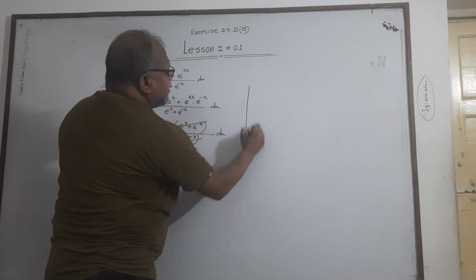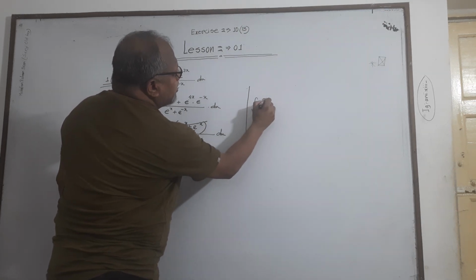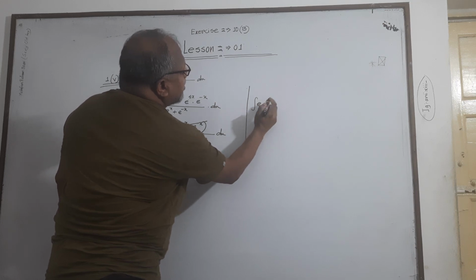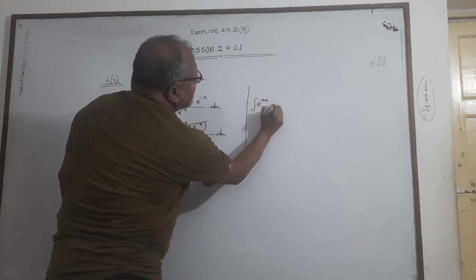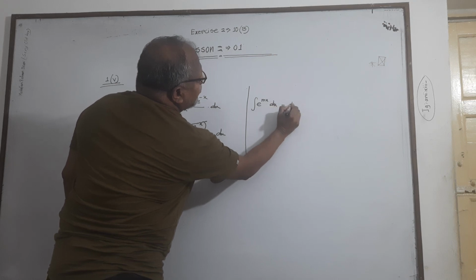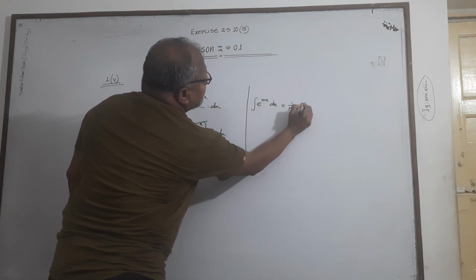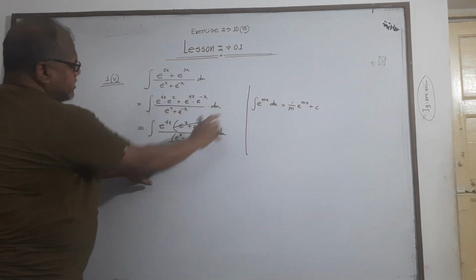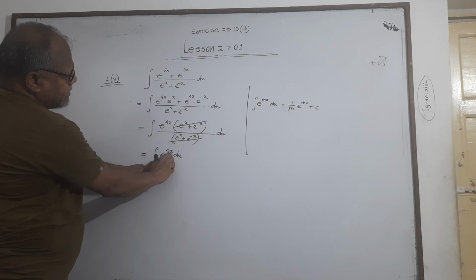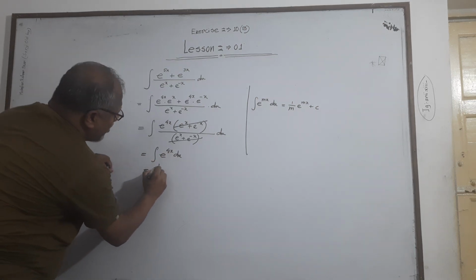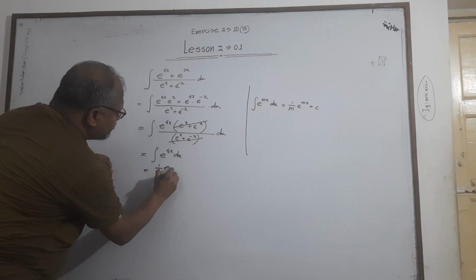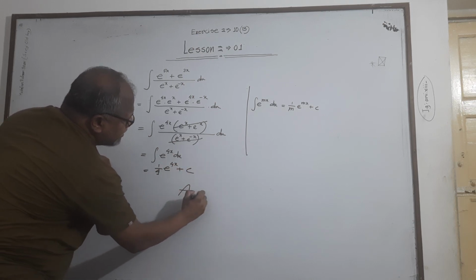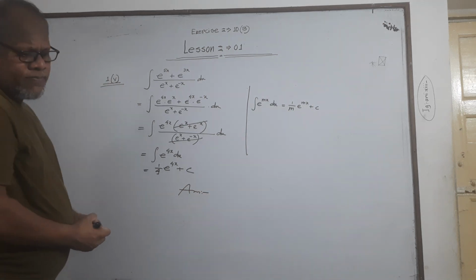I mentioned before, the integration of e to the power mx dx is equal to 1 by m e to the power mx plus c. So according to this rule, the integral of e to the power 4x dx is 1 by 4 e to the power 4x plus c, and this is the answer.